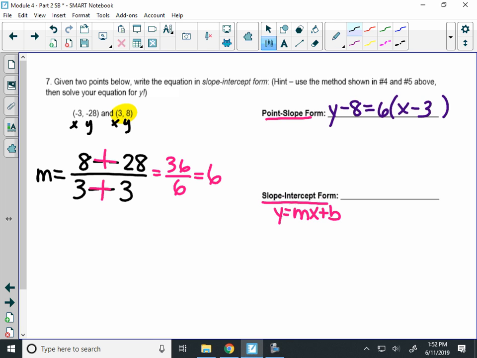Now, that's point slope. Now, in order to get y equals slope-intercept form, all I have to do is solve that equation for y. So I'm going to start by distributing. Keep the y minus 8 equals 6x minus 18, and add 8 to both sides. So your equation ends up being y equals 6x minus 10. And that's it. You have your point slope form and your slope-intercept. They make the exact same line. They just look different. All right, last problem.